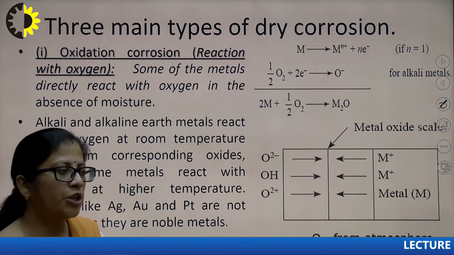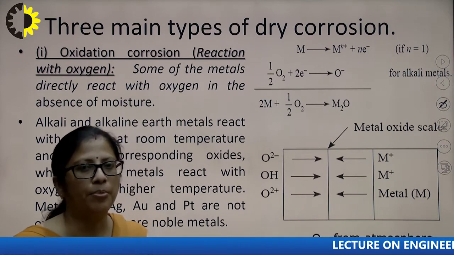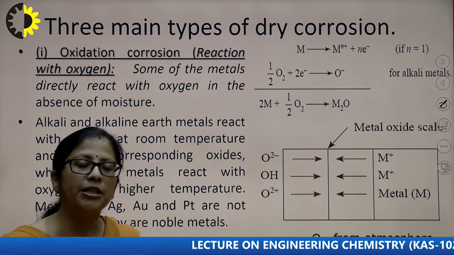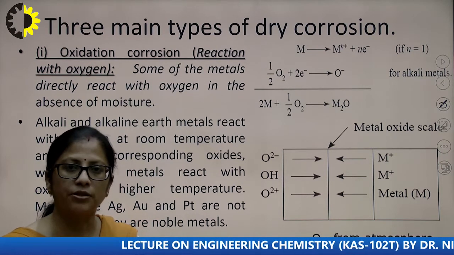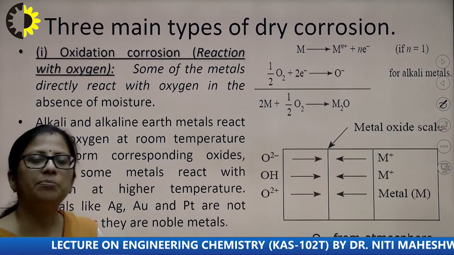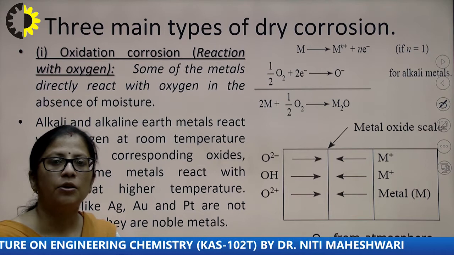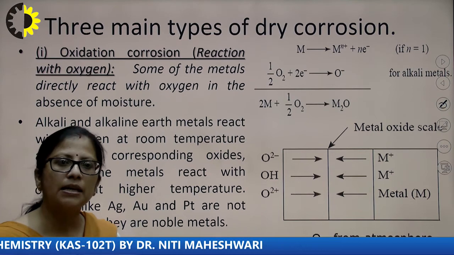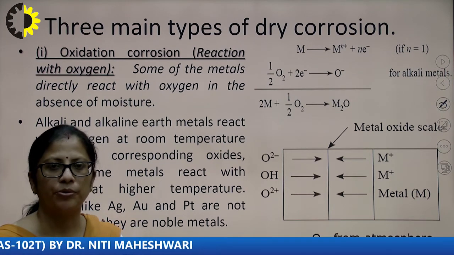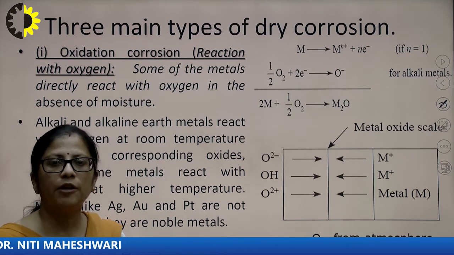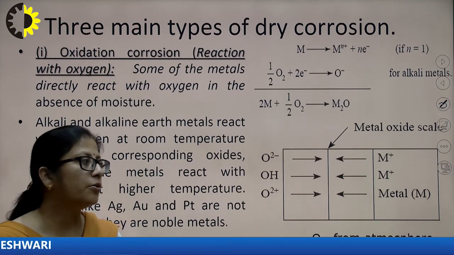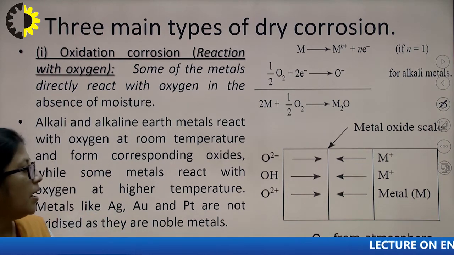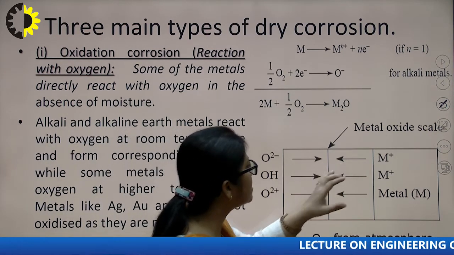Generally, oxidation corrosion does not take place at low temperatures, but alkali and alkaline earth metals have the tendency to react with oxygen even at room temperature and form the corresponding oxides, while some metals react with oxygen at higher temperature. And certain metals like silver, gold and platinum do not get oxidized as they are noble metals.